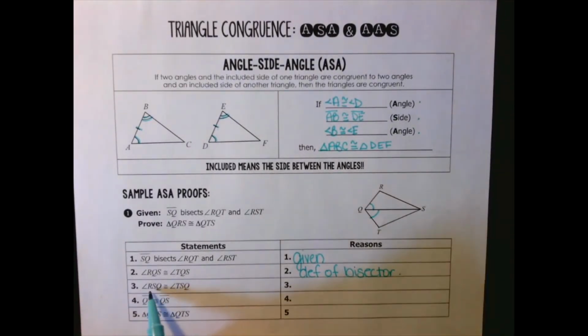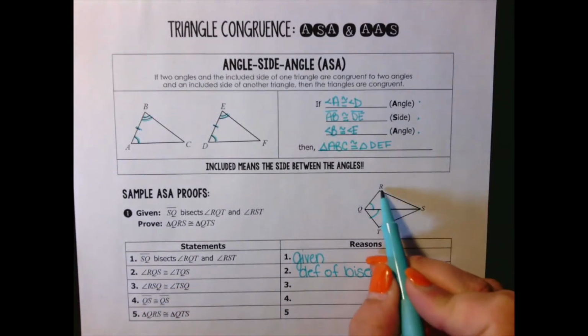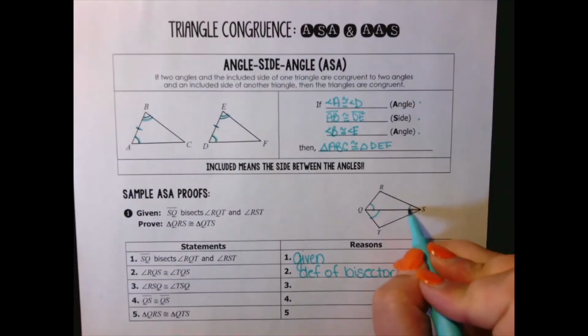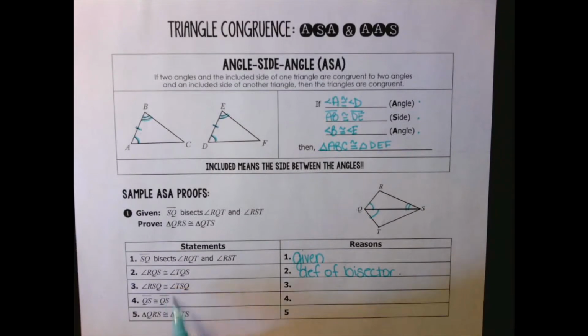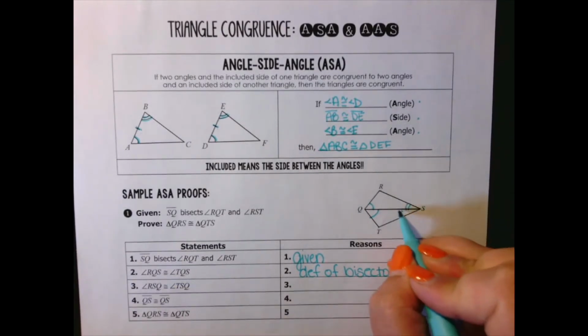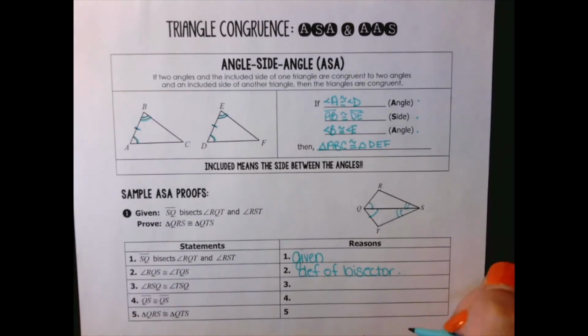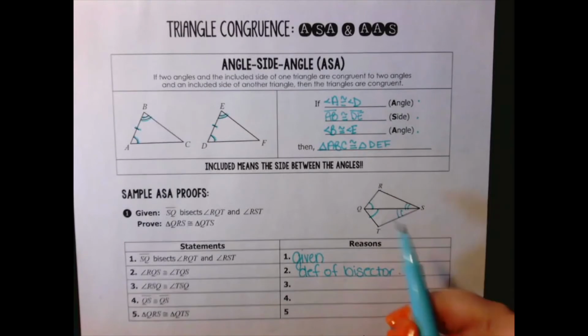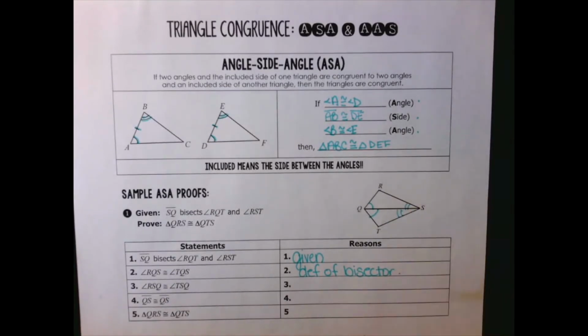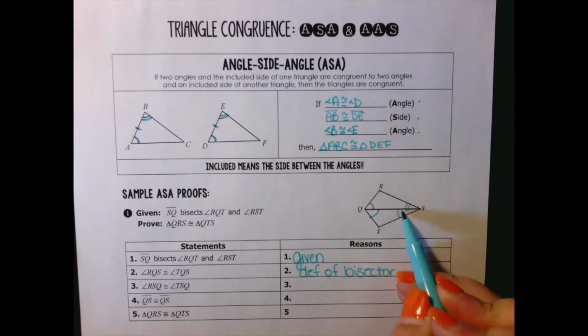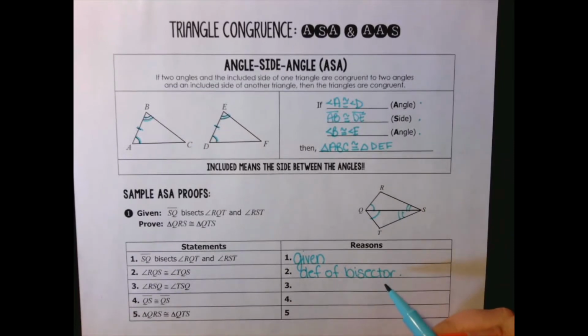Then we have angle RSQ, this one over here, is congruent to angle TSQ. So this one here, those two. And the reason for that we know is also going to be definition of bisector, because again SQ is bisecting angle RST, so it's cutting it into two congruent angles.